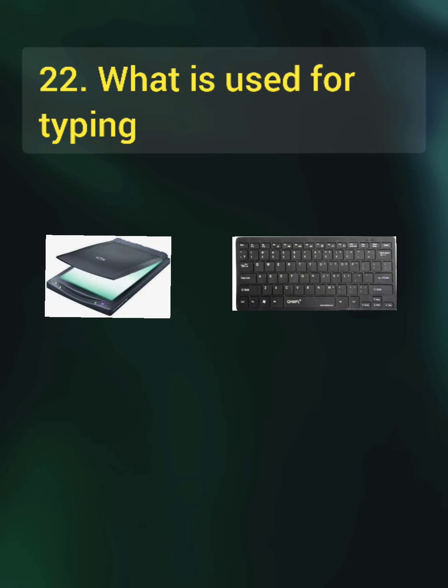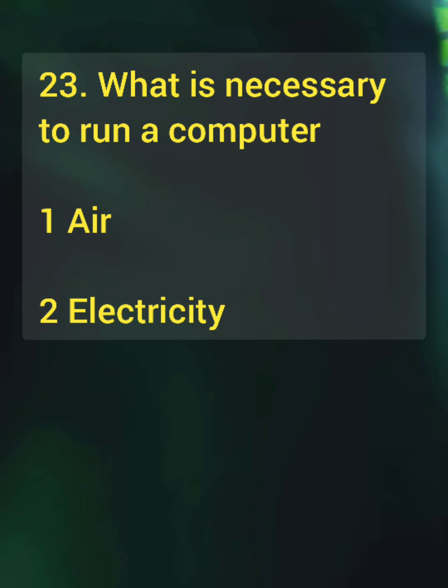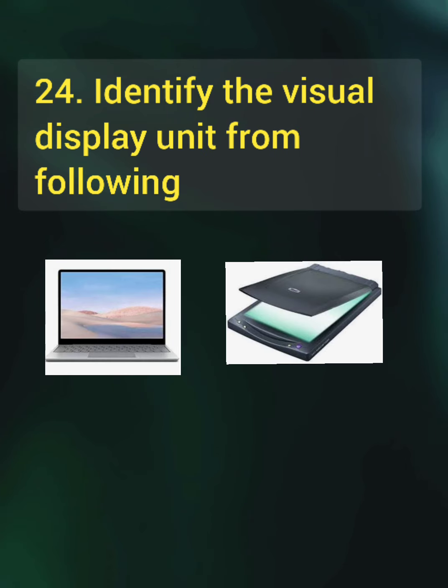What is used for typing? And the answer is option 2. What is necessary to run a computer? Option A, air. Option B, electricity. And the answer is option B, electricity. Identify the visual display unit among the following. And the answer is option A.